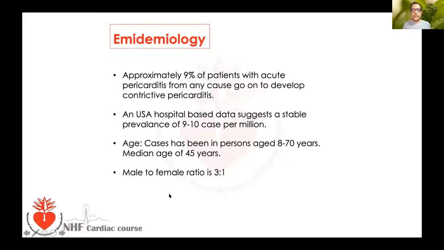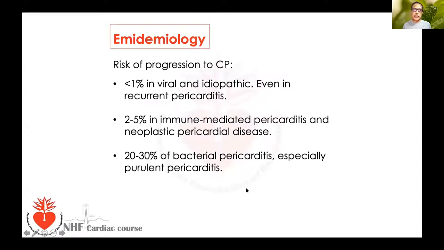Regarding epidemiology, approximately 9% of acute pericarditis from any cause goes on to develop constrictive pericarditis. USA hospital-based data suggests a stable prevalence of 9 to 10 cases per million. Age is reported from 8 to 70 years, the median age is 45, and the male to female ratio is 6 to 1. What is the risk of progression to constrictive pericarditis? It is least with viral and idiopathic pericarditis, and highest with bacterial pericarditis, especially purulent pericarditis.